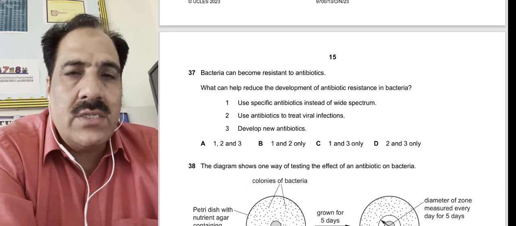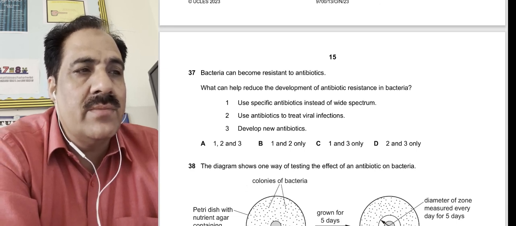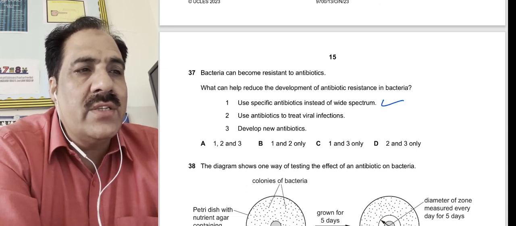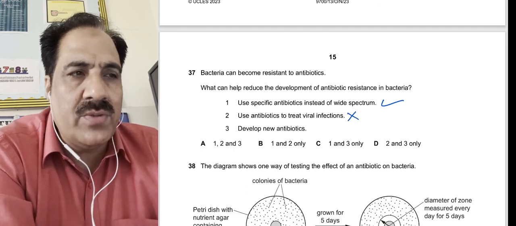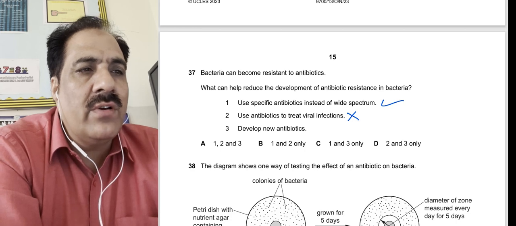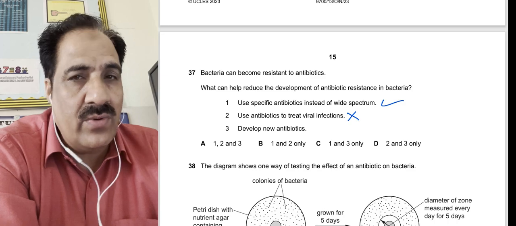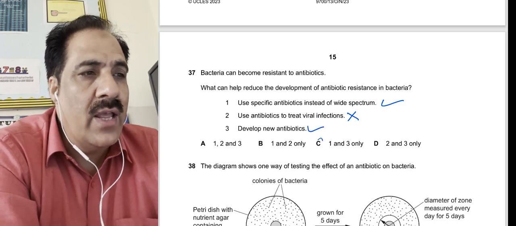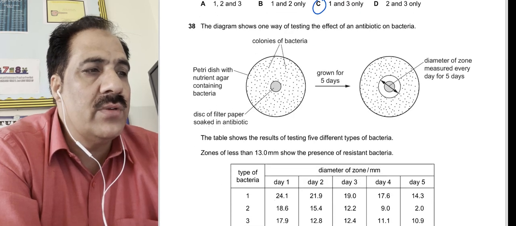Bacteria can become resistant to antibiotics. What can help reduce the development of antibiotic-resistant bacteria? Use specific antibiotics instead of wide spectrum. That's correct, because we cannot use any type of the antibiotic. It should be specific. Use antibiotics to treat viral infections. We never use antibiotics to treat viral infections because viruses are not affected by the antibiotics. Develop new antibiotics. That's also correct. So 1 and 3 means C is the correct option.